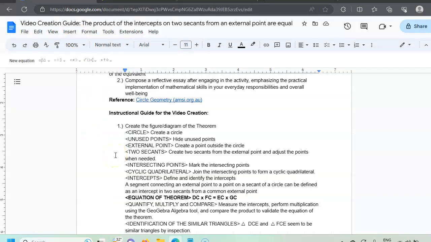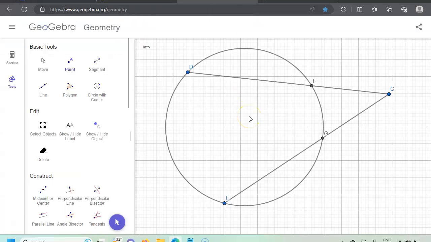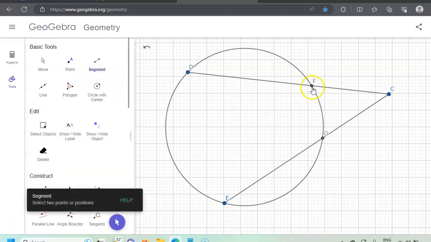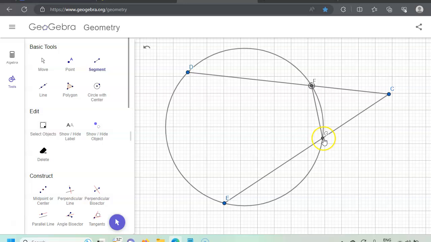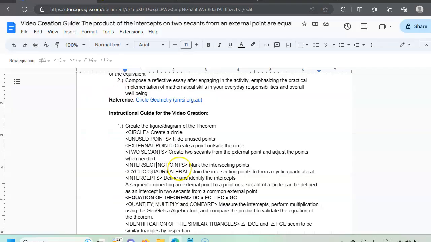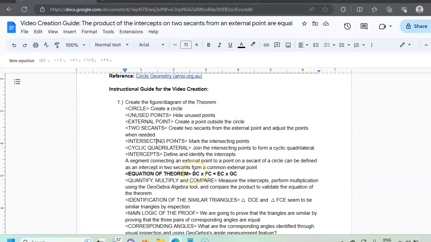And then we are going to join the intersecting points in order to form a cyclic quadrilateral. A quadrilateral whose points, the 4 points, are along the circle. So F will be connected to G, and then D will be connected to E. And then define what are intercepts.